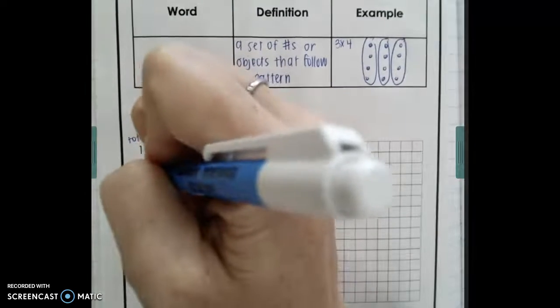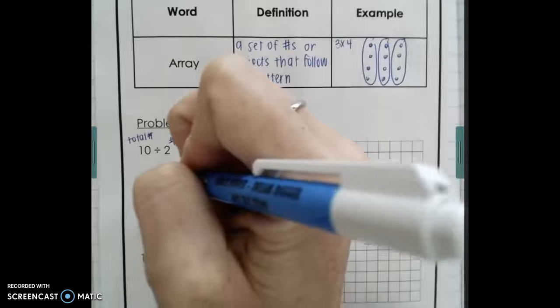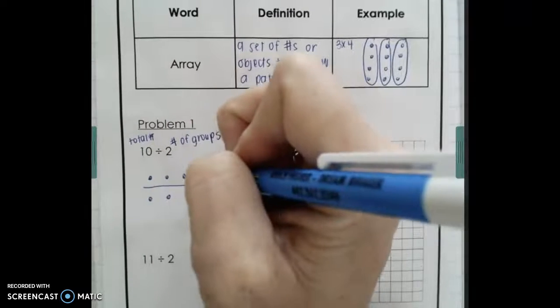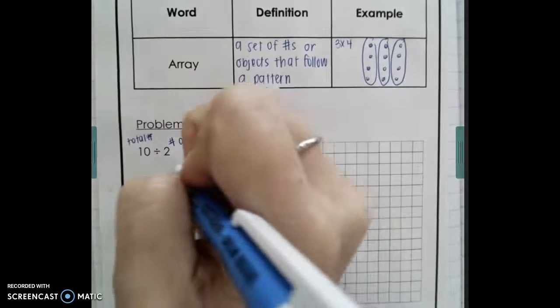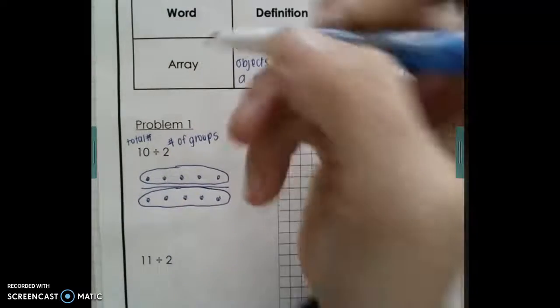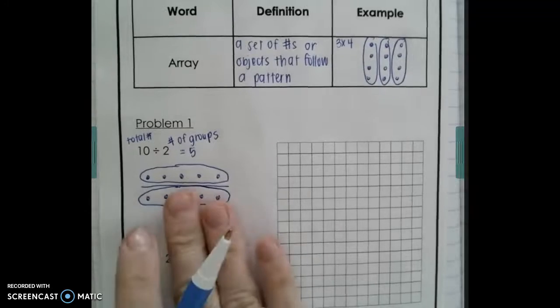So I'm going to make 2 groups, and I'm going to go horizontally this time. I'm going to go 1, and I'm going to count up till I get to 10: 2, 3, 4, 5, 6, 7, 8, 9, 10. So I get nice, even groups, and I get 5 in each of those groups with no remainders. So that was our array.